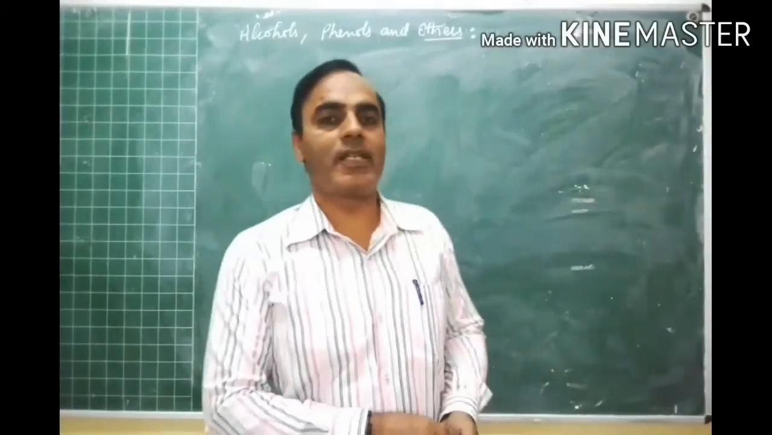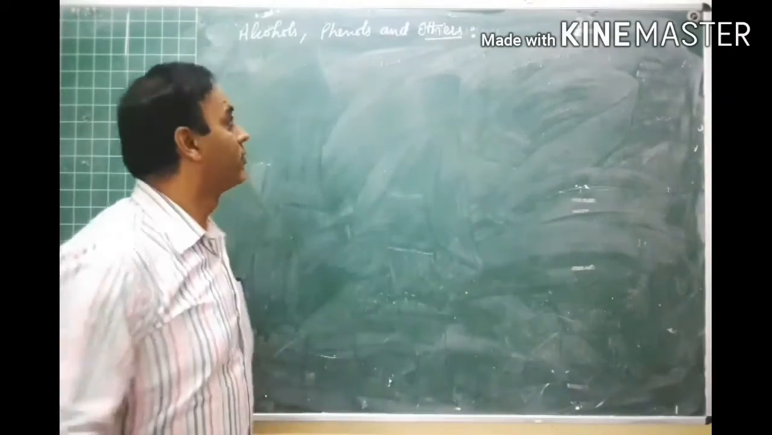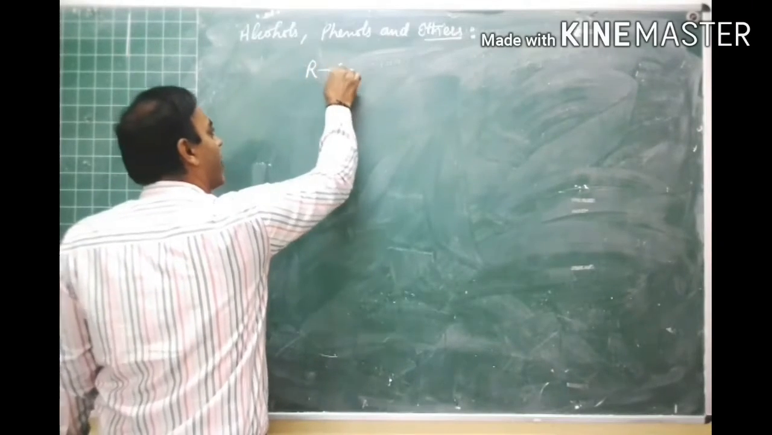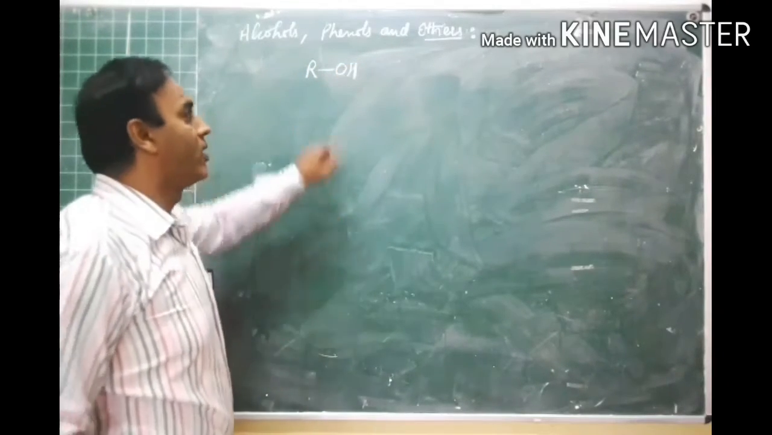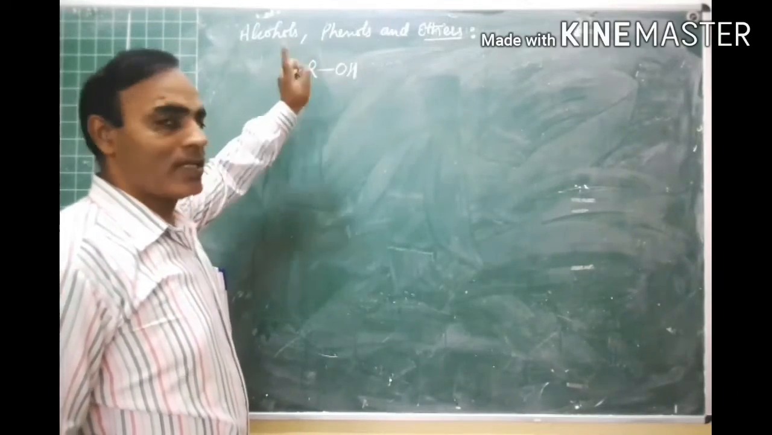Hello students, today we will discuss another chapter, alcohols, phenols and ethers. Now what is alcohol? Alcohol is denoted by the general formula ROH, where R is an alkyl group. And if it is an aryl group, then this is known as phenol.